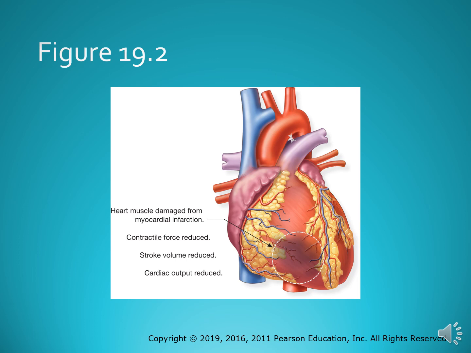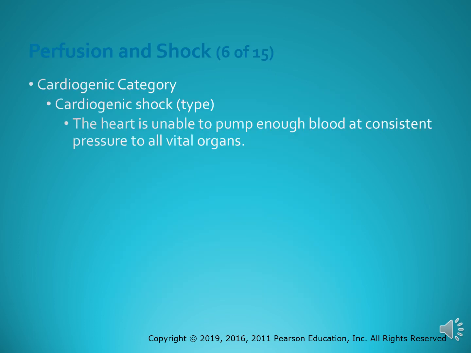So heart attacks are a cause of cardiogenic shock. They can damage the heart muscle, which results in reduced force of contractions and reduced cardiac output. So in the cardiogenic category, cardiogenic shock is when the heart is unable to pump enough blood at a consistent pressure to all vital organs.